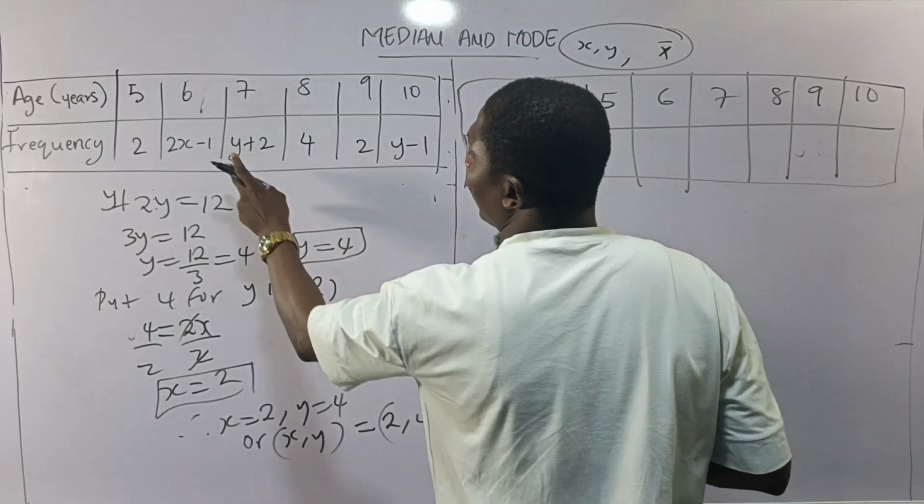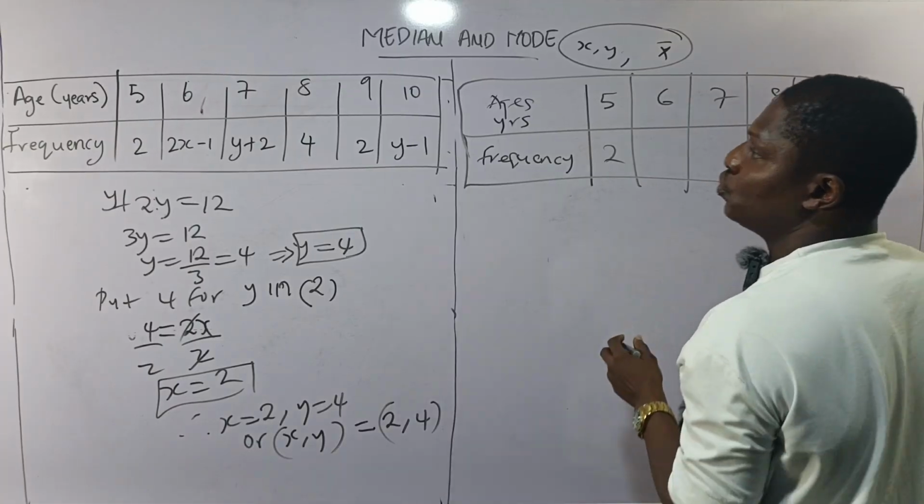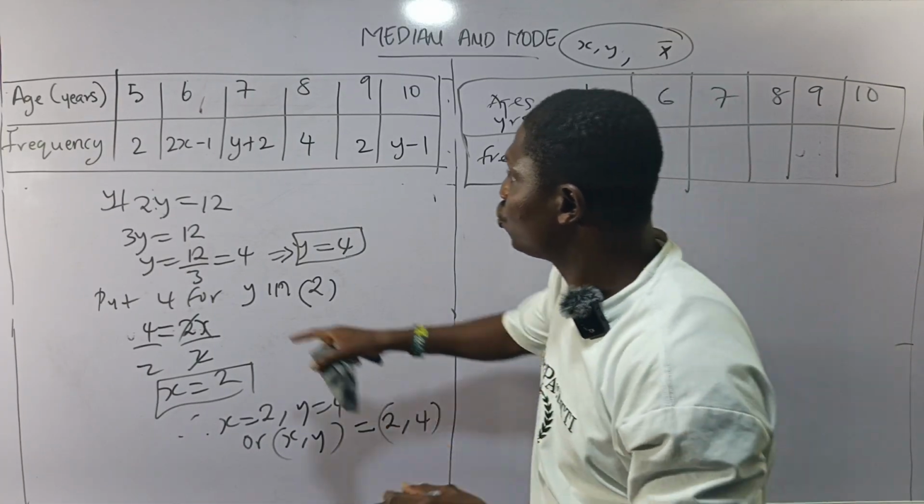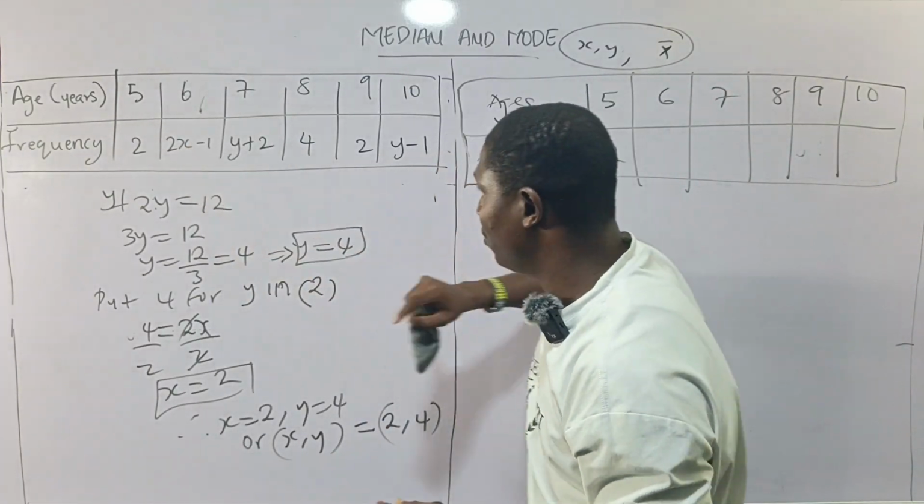Now, our age 5, frequency remains 2. Our age 6, s is 2. 2 times 2 is 4. 4 minus 1 is what? 3.